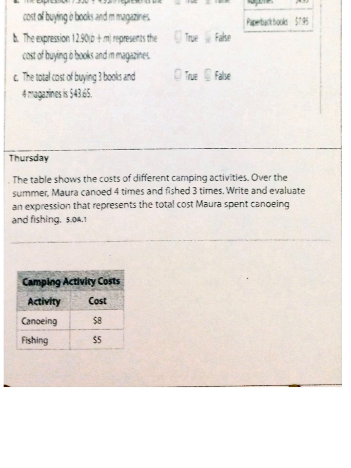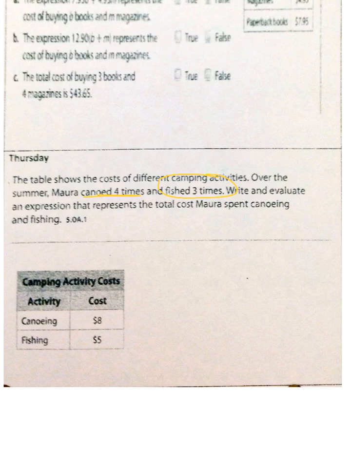Thursday, the table shows the cost of different camping activities. Over the summer, Maura canoed 4 times and fished 3 times. Write and evaluate an expression that represents the total cost Maura spent canoeing. So the first one you're going to enter is an expression that represents the total cost Maura spent canoeing. And then you are going to evaluate that expression. So what is the total cost?